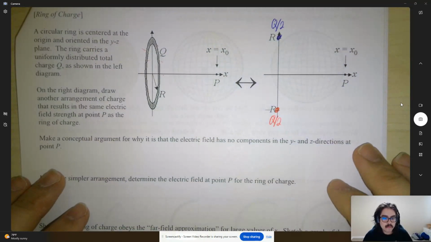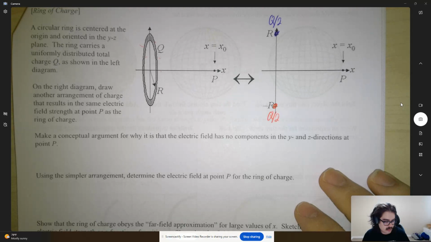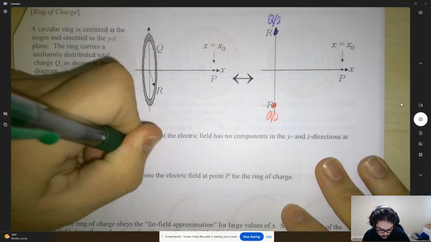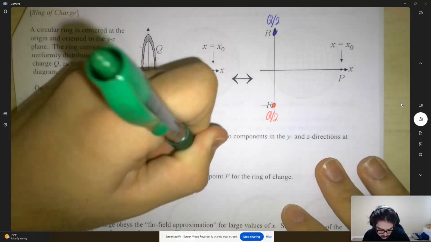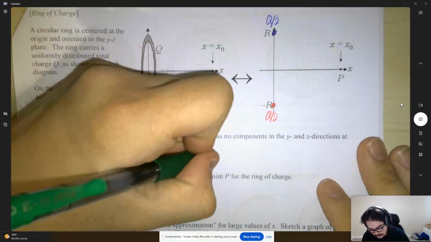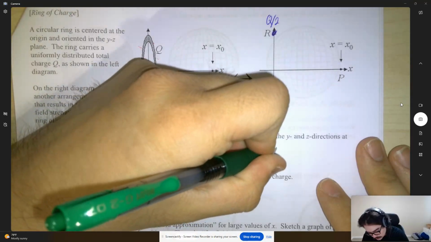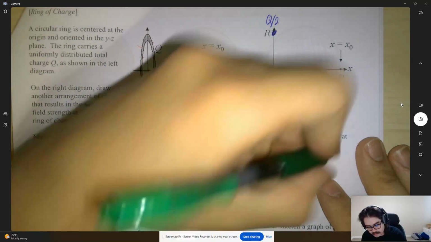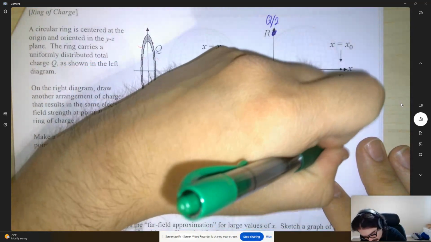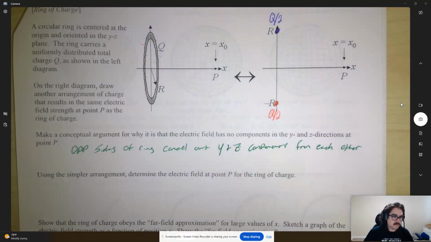Why is it that the electric field has no components in the y and z directions? I just said it's because the opposite sides of the ring cancel each other. Opposite sides of the ring cancel out the E field's y and z components from each other. I probably didn't explain that very well there, but you get the point.